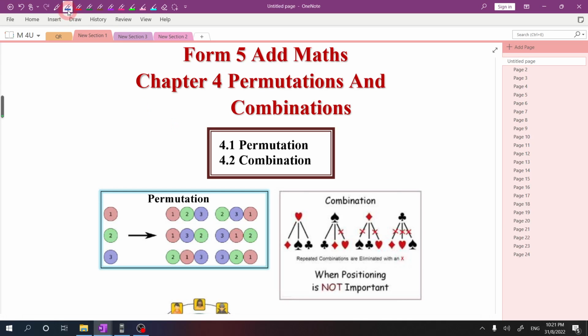Hi everybody, in this video let's look at permutation and combination. But I will just focus on permutation first in this video, but I'm going to discuss with you when do we use permutation and when do we use combination.